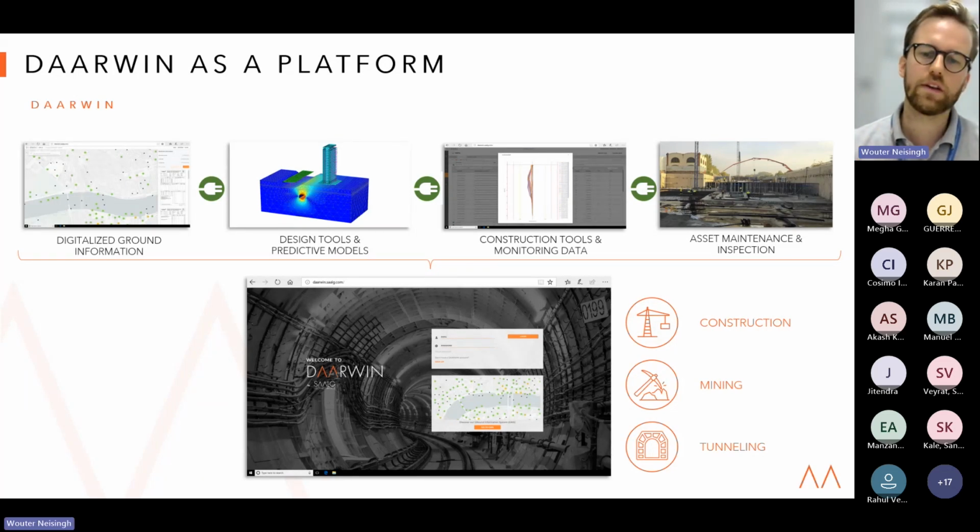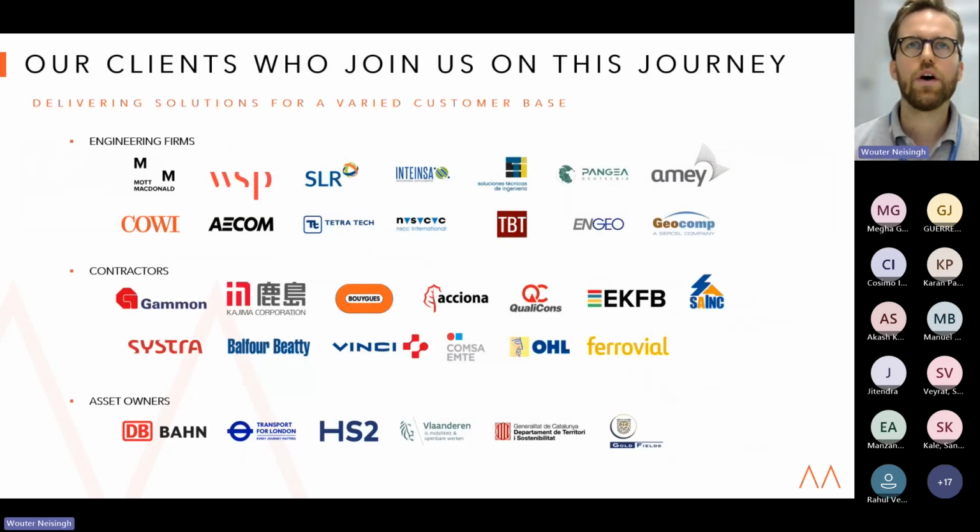Daarwin is a platform that can cater to different markets and different industries. For instance, the construction market that we covered last time, and today we'll be focusing more on the tunneling side of things. The clients that we work with are various. Because Daarwin is a very versatile platform, we work with various types of clients, ranging from engineering firms to general contractors and asset owners. And I'm sure you see some familiar names on here as well in each of those categories.